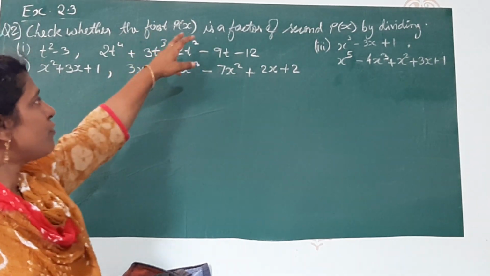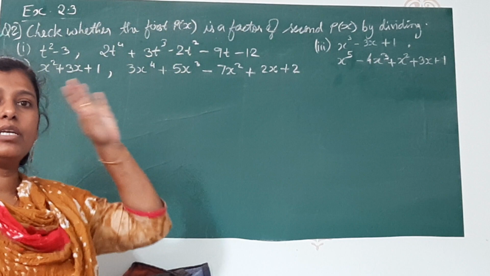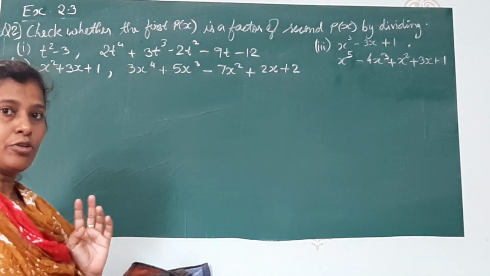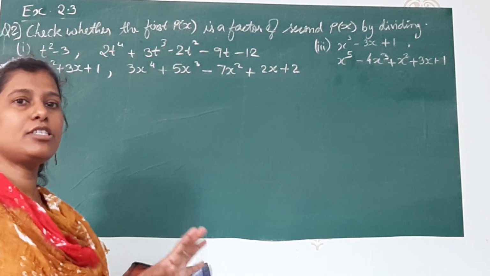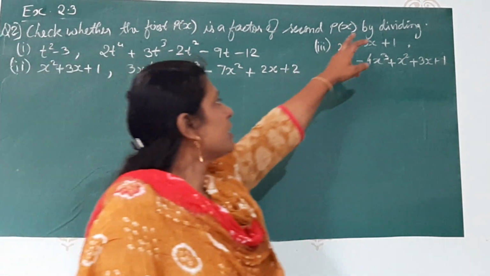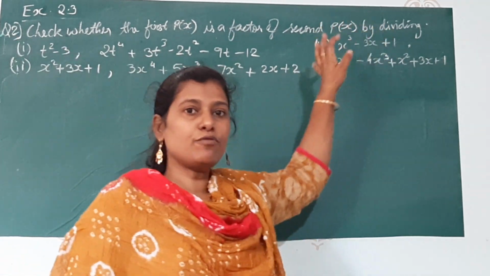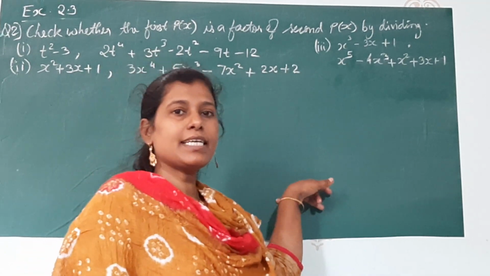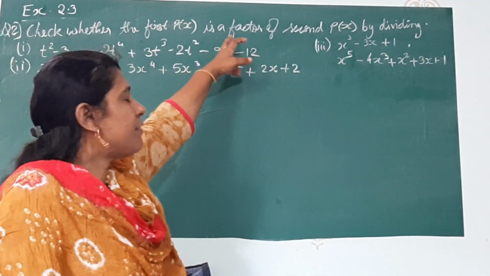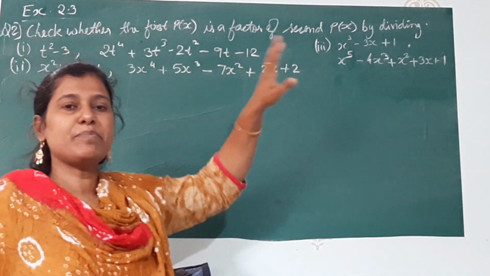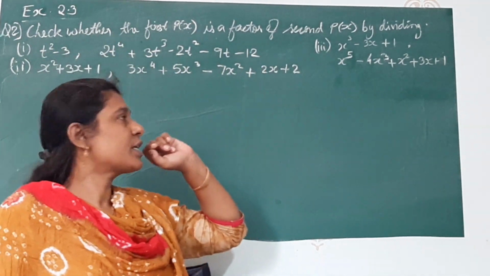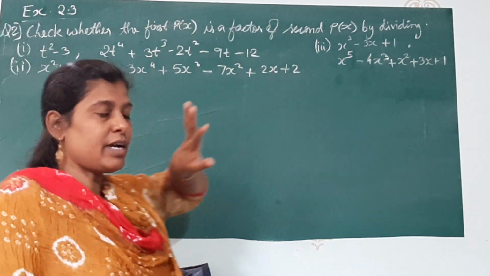Okay, if you want to find the factor, it should be fully divisible. There should be no remainder. Okay, then we can say yes, it is a factor. If there is a remainder, then we will say it is not a factor. Here they have specified dividing, so we have to use long division. Otherwise, like in 9th standard you are doing, to find the factor, we will just put the value of that particular term in the place of the variable. Okay, here we have to divide, so we have to do it.